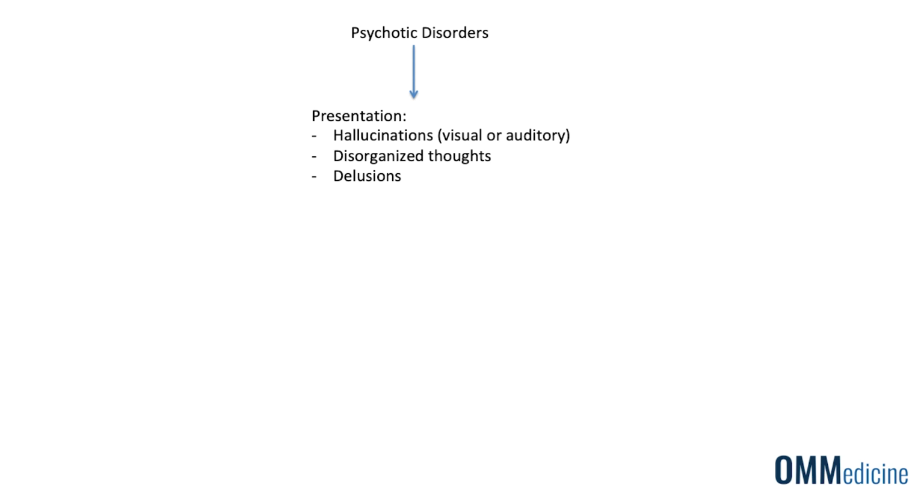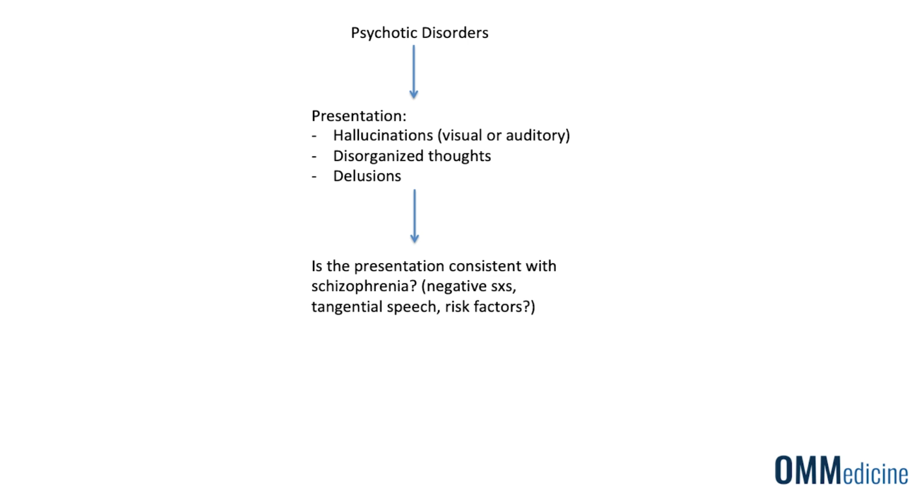Once we know the patient has a psychotic disorder based on their symptoms like those that we just spoke about, we need to classify it into the schizophrenia type psychotic disorders and the non-schizophrenia type psychotic disorders. And the way that you'll do this is by looking to see if they have a presentation consistent with schizophrenia. So do they have any of the negative signs and symptoms? Do they have tangential speech or circumferential speech? Or do they have any of the risk factors that would increase your thought that maybe they're actually having schizophrenia versus a non-schizophrenic disease?